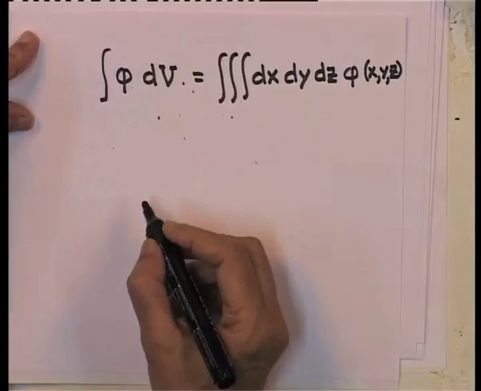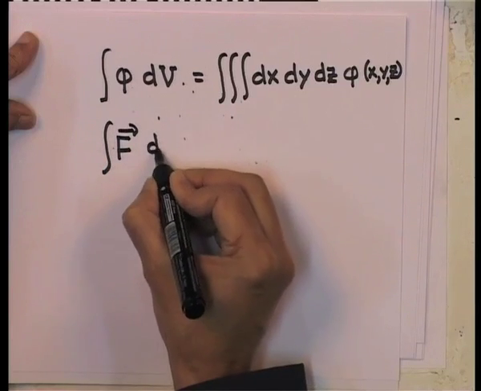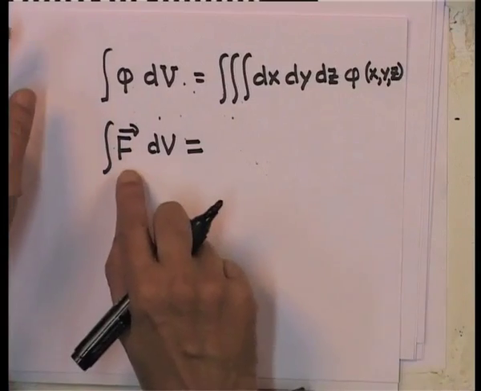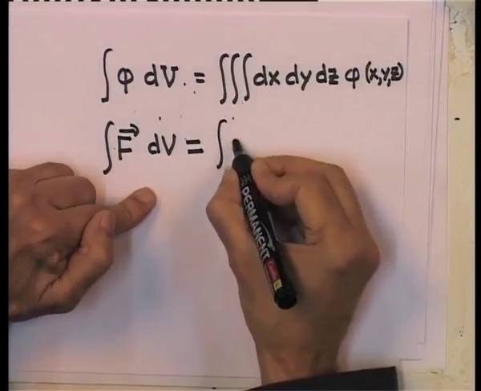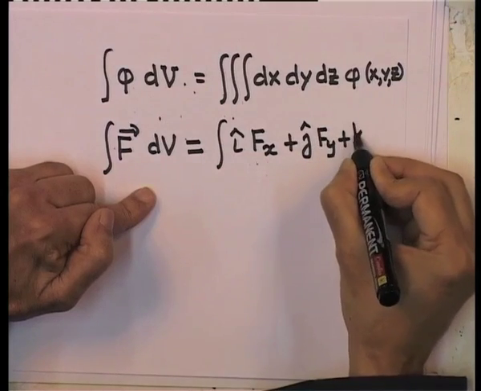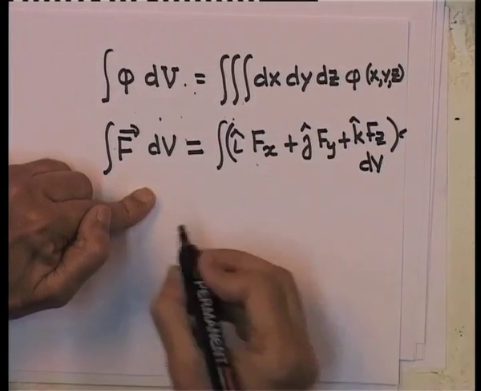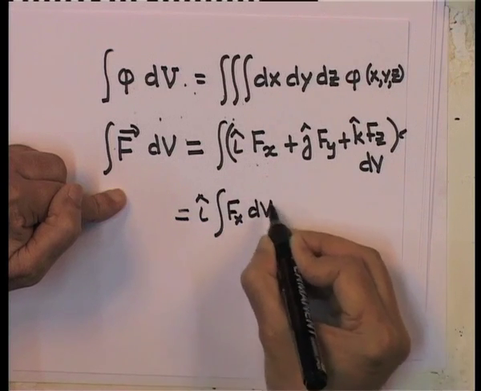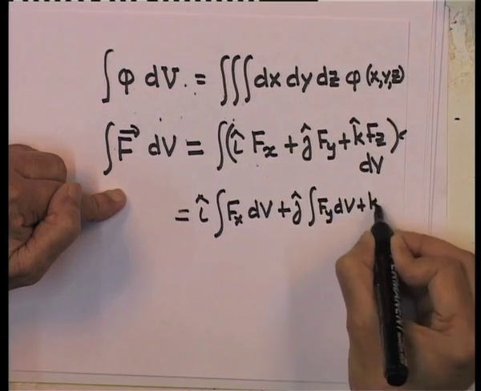Now, I can define another type of triple integral or volume integral, which is F dV. That is an integral of a vector field over a volume. Now, this is to be interpreted as actually three integrals, because I can write my F as i F_x plus j F_y plus k F_z, dV. So, this is nothing but i integral F_x dV. Now, remember F_x is a scalar function, plus j F_y dV plus k F_z dV.